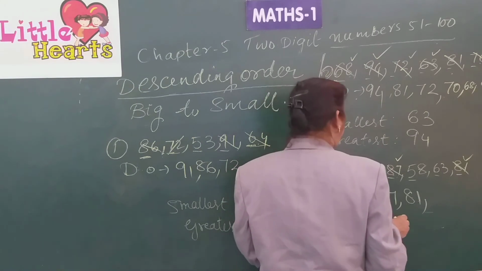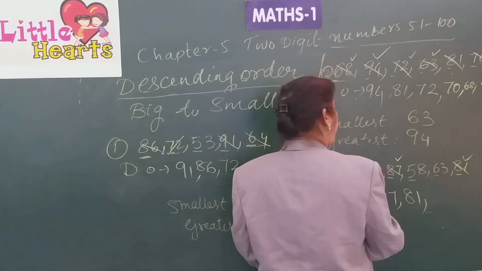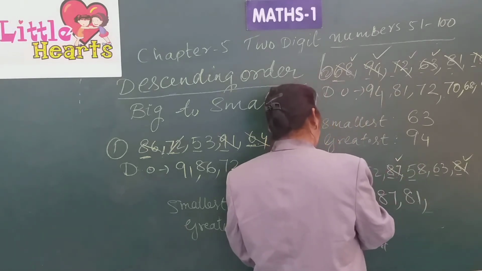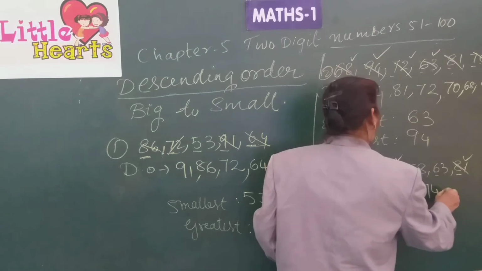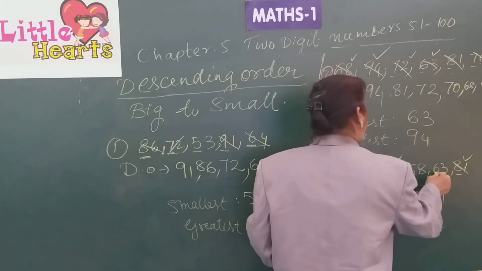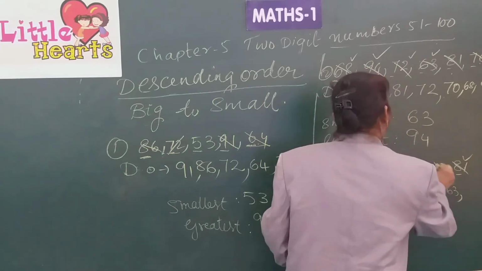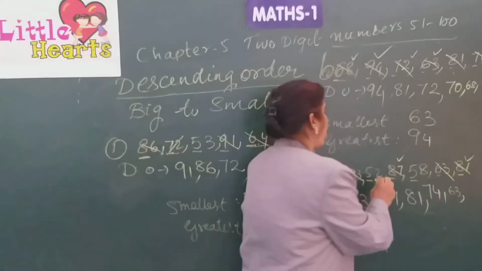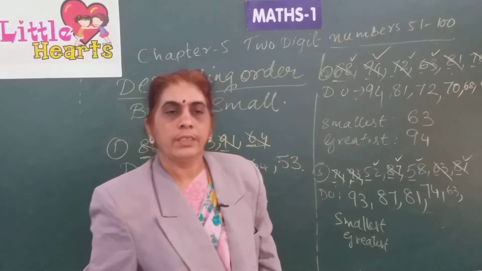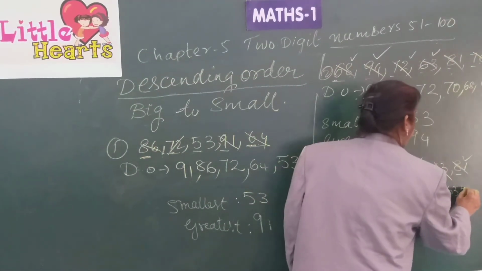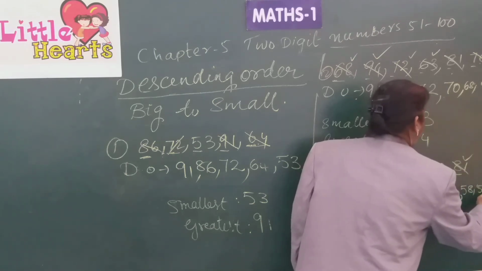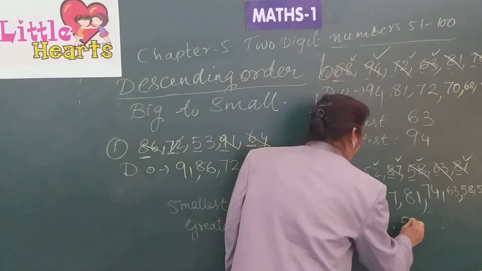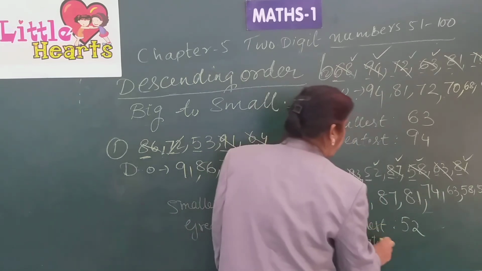Next, compare the numbers. So leftover numbers are 74, 52, 58, 63. So 7 in the tens place comes next. 74. Next comes 6 in the tens place, that is 63. Next, there are 2 numbers with 5 in the tens. So go with the ones place, 2 and 8. So which is big? 58. Next comes 52 finally. So smallest is 52, greatest is 93.